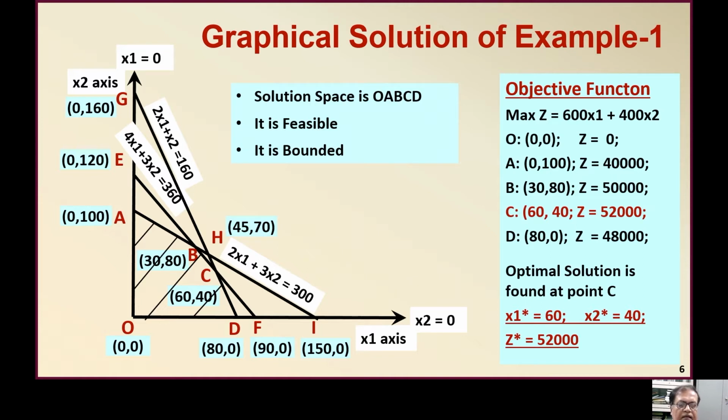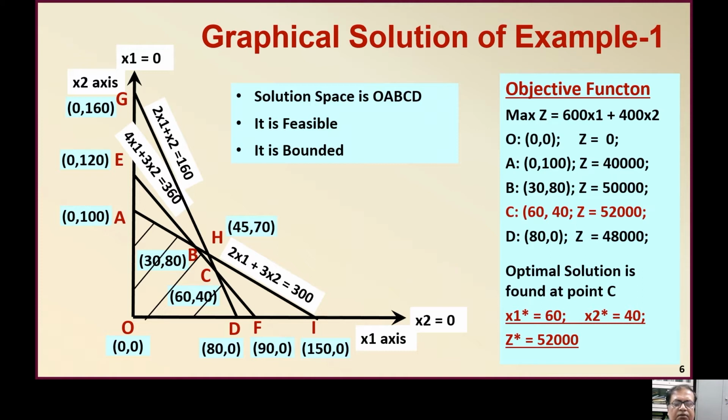Another very important thing, let us also observe in total how many corner points there are in this particular problem. Look carefully: O, A, B, C, D, then E, H, F, G, I. As many as 10 different corner points are actually available in this particular problem.